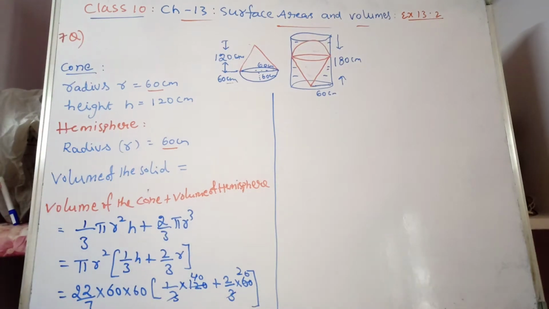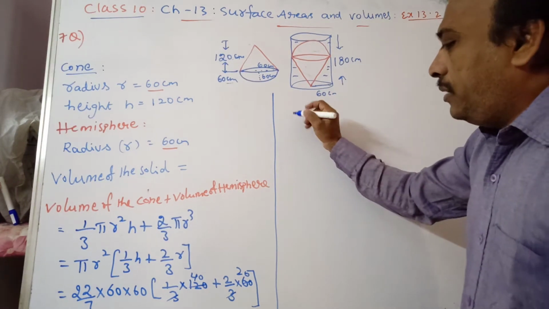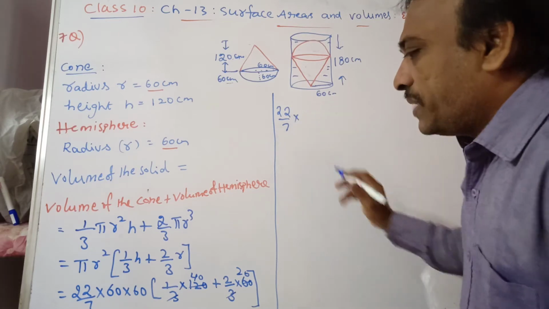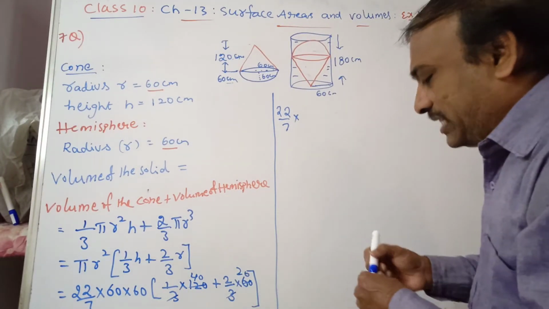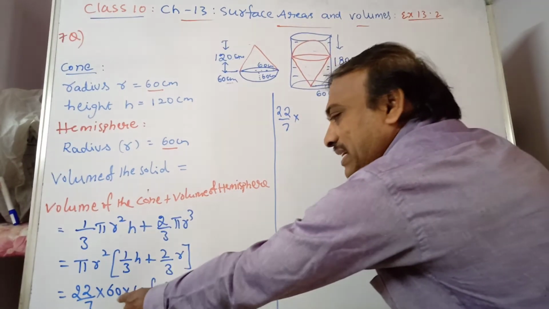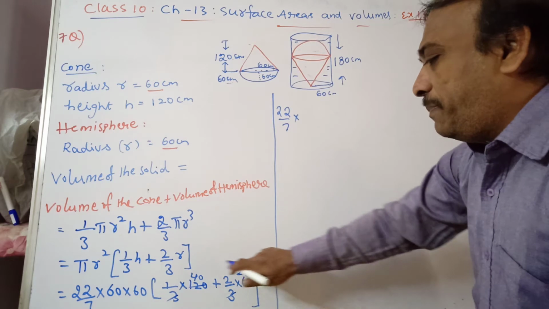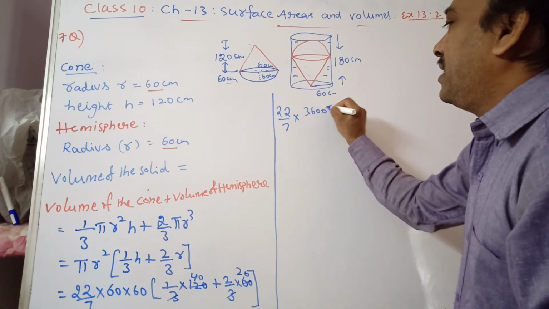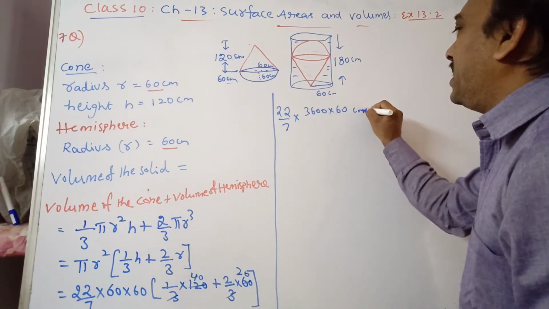So this is equal to 22 by 7 into 60 into 60 into 60. Observe it, how many 60s do we have? 22 by 7, 60 into 60, here 40 plus 20, 40 plus 20. So 60 into 60 is 3600, into 40 plus 20, which is nothing but 60 centimeter cube.